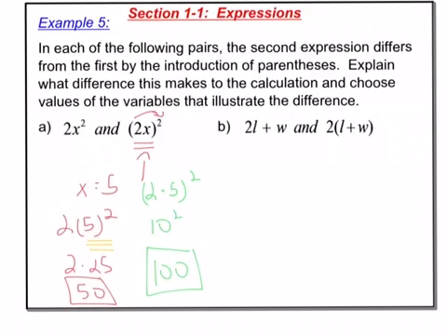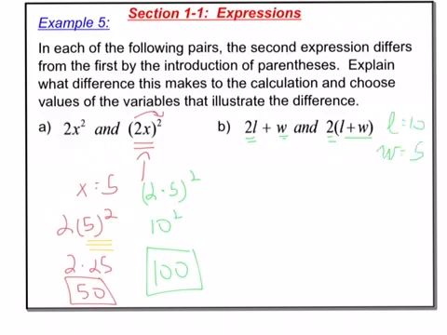All right, if we take a look at this one, we have 2 times the length plus the width. And then here we have 2 times the quantity length plus width. Or another way they would say that in algebra is 2 times the sum of the length and the width. So if we make the length 10 and the width 5, let's see what we get here.